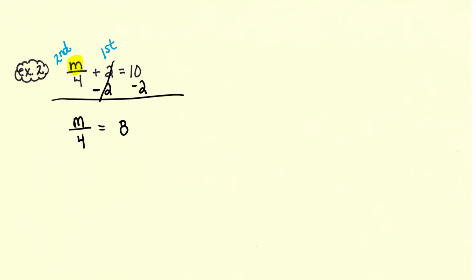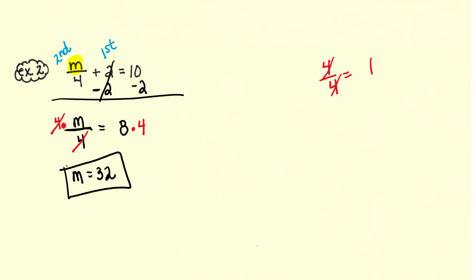Now, if you look at this, this is attached by divide. So therefore, I need to multiply. So multiply both sides. The 4 in the top and the 4 in the bottom will cancel. It's just like if you have a fraction 4 over 4, and you know how they'll cancel each other. So then I get m is equal to 32. And again, if you want to check it, you can.